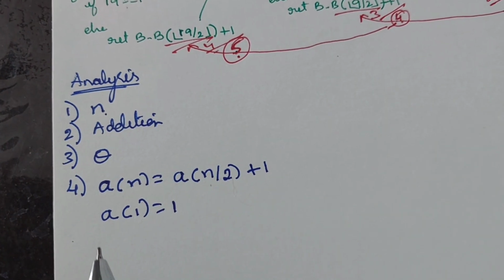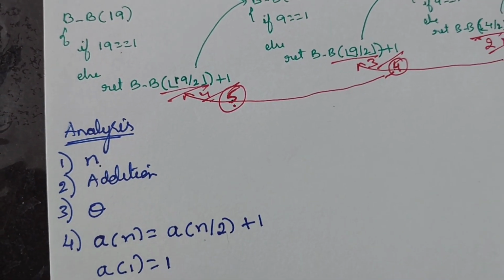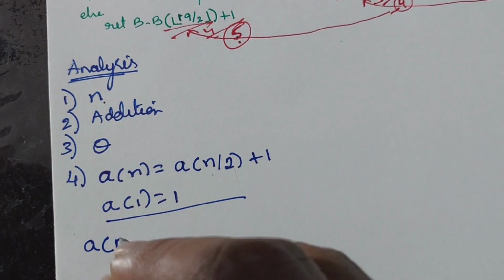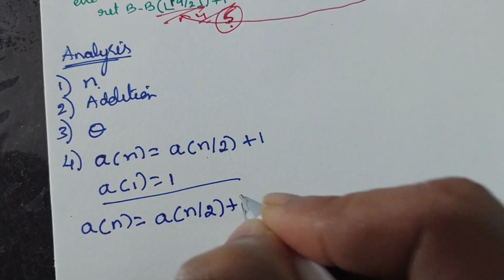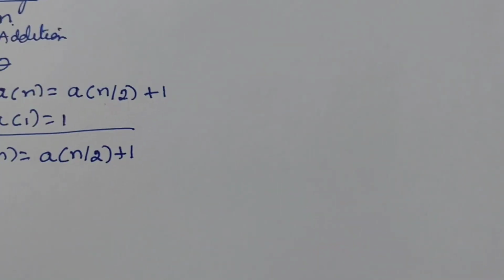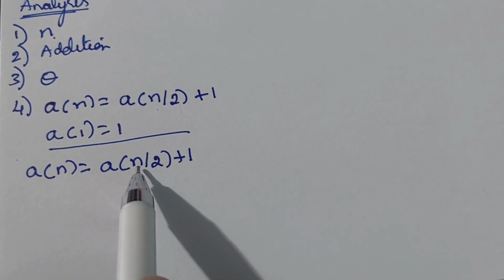Now in the fifth step, we need to solve this one. So for solving, I will rewrite: a of n is equal to a of n by 2 plus 1. Here also we will use the backward substitution method to solve the recursive equation. So a function is equal to its half plus 1.